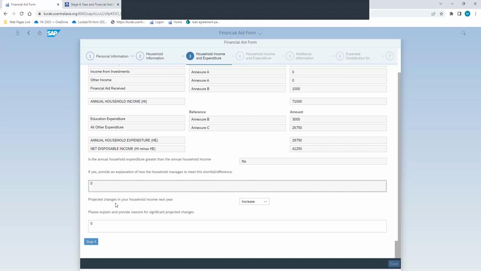And the next question is project change in your household income next year. Suppose something is going to happen next year, maybe your father will get a better job or start some business, you need to choose increase. If your mother is going to retire, and that reflects your household income, you have to choose decrease or no change. It depends on you again. And please explain and provide reason. If no change, no explanation is needed. Otherwise, you have to explain what is the change there.